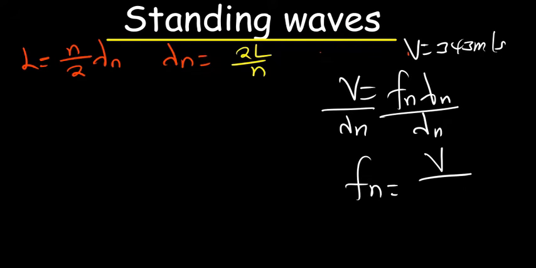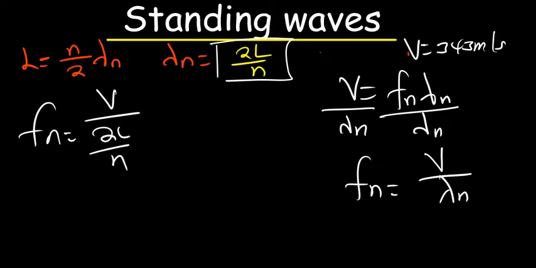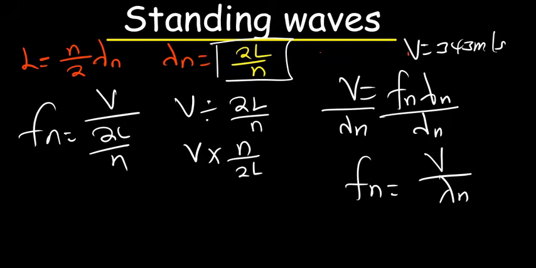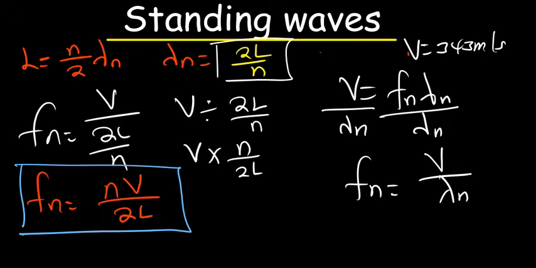Okay, so now we know that the lambda can be written as 2L divided by n. So let's replace lambda with 2L divided by n, but this is the same as V divided by 2L divided by n. So V times n divided by 2L, meaning that the fundamental frequency now will be equal to n times V, nV, divided by 2L. This formula is very important. If I know the velocity, okay, now you only use 343 if they have not mentioned anything about the velocity.